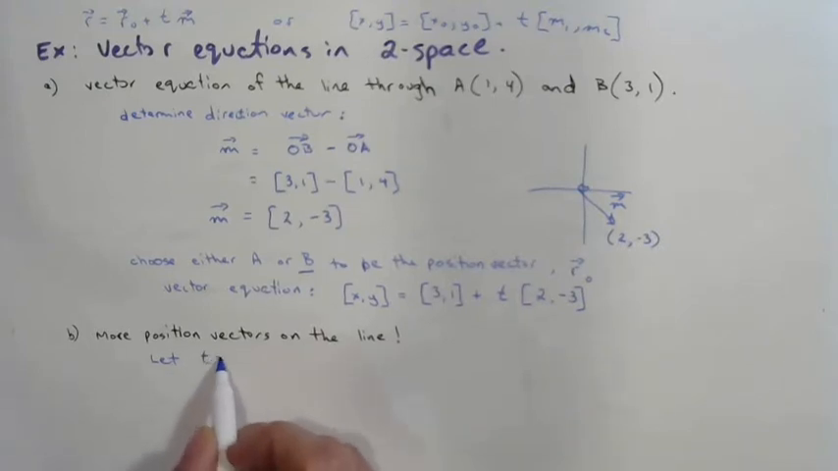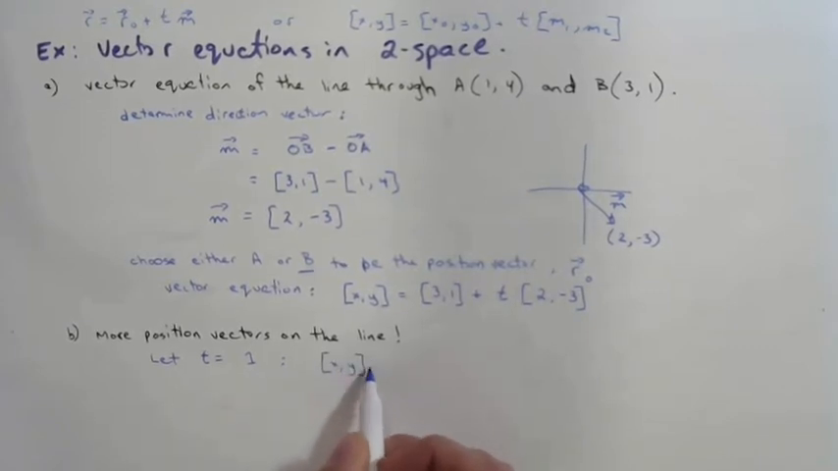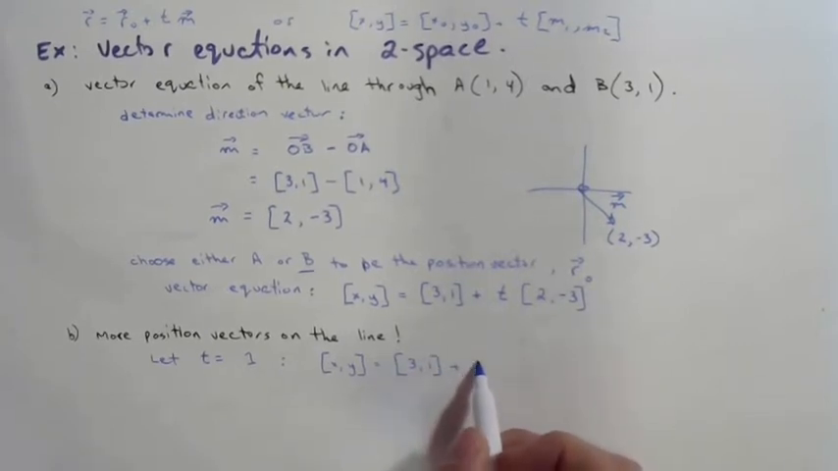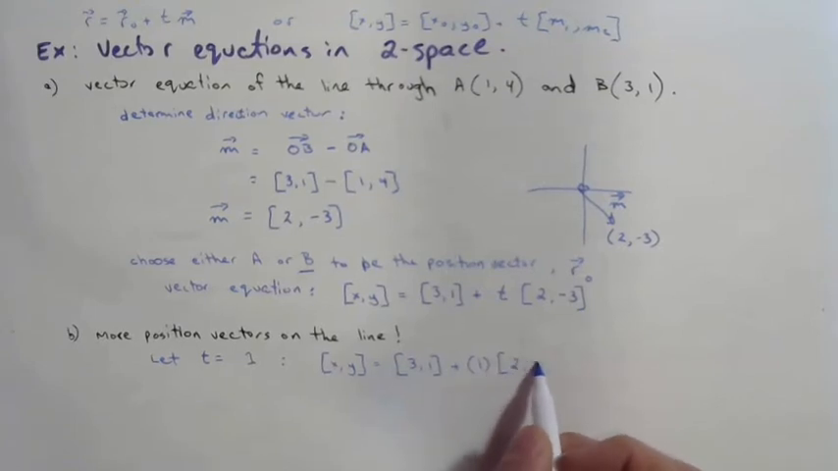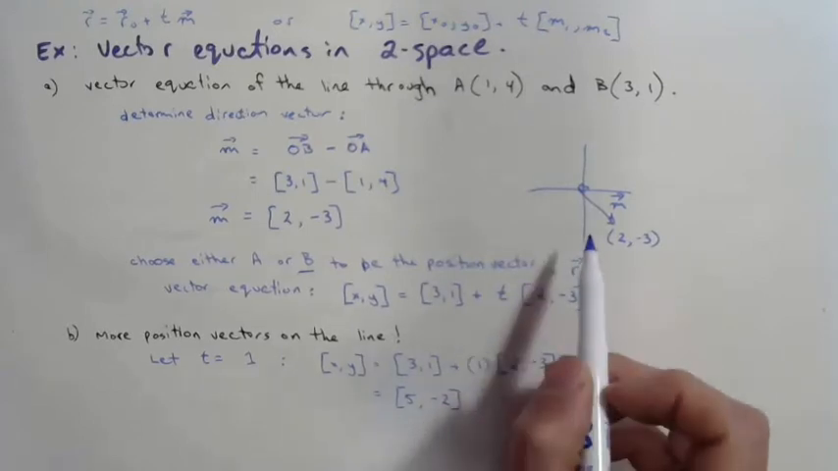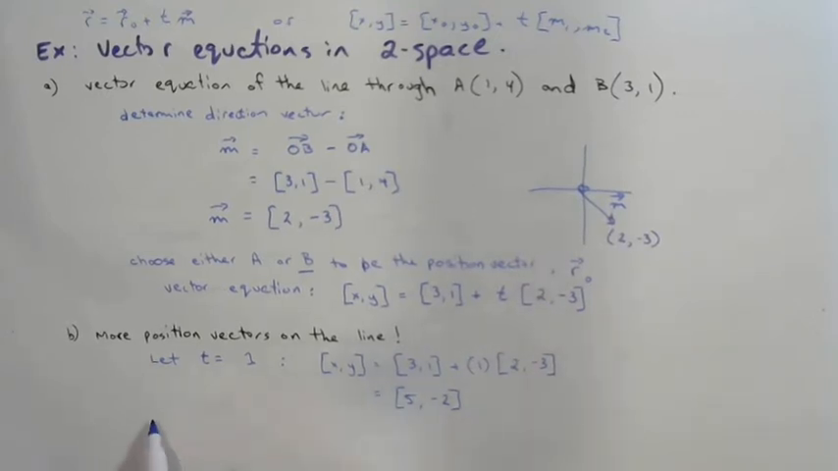So I'm going to let t equal 1 to start, okay? Then what do we have? Then we have x, y equals position vector 3, 1 plus 1 times direction vector 2, negative 3. All right, well, 1 times anything is just itself, so I have 3 plus 2, and 1 plus negative 3, that's negative 2. That tells me that the position vector 5, negative 2 also has its tip on the line in question, okay? Well, let's try another one.